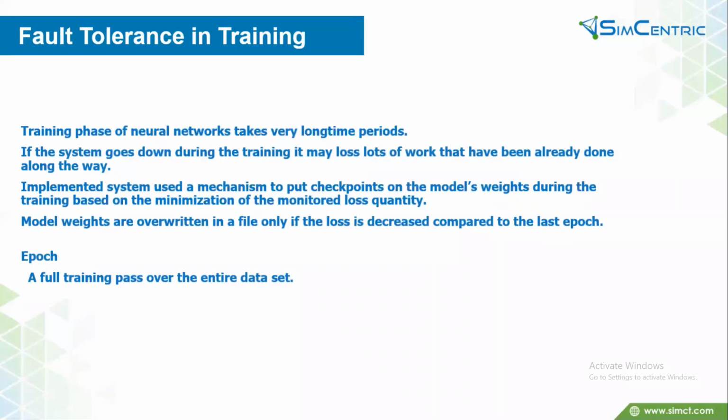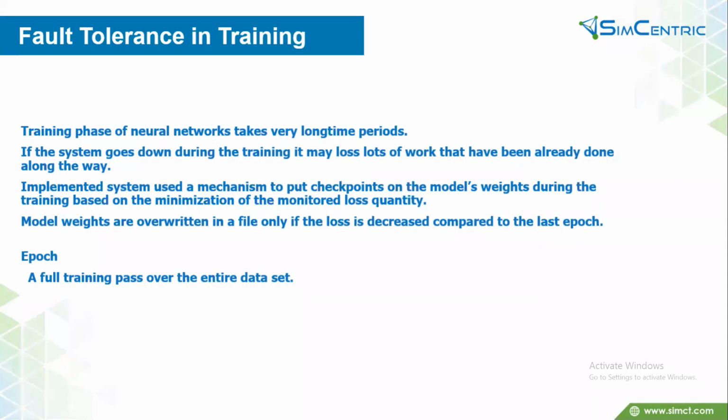So it's a problem. What we do here is use a mechanism to put checkpoints on the model's weights during the training phase, based on the monitored loss quantity. We save the model's weights if and only if the loss has decreased compared to the last training epoch. If the loss has been reduced, we save the state of the model to an external file during training. So what happens if there is a system failure? We have the most accurate weights with us, with the minimum loss that we have achieved so far. So there's no risk. We can resume the model from there onwards after the system crash.